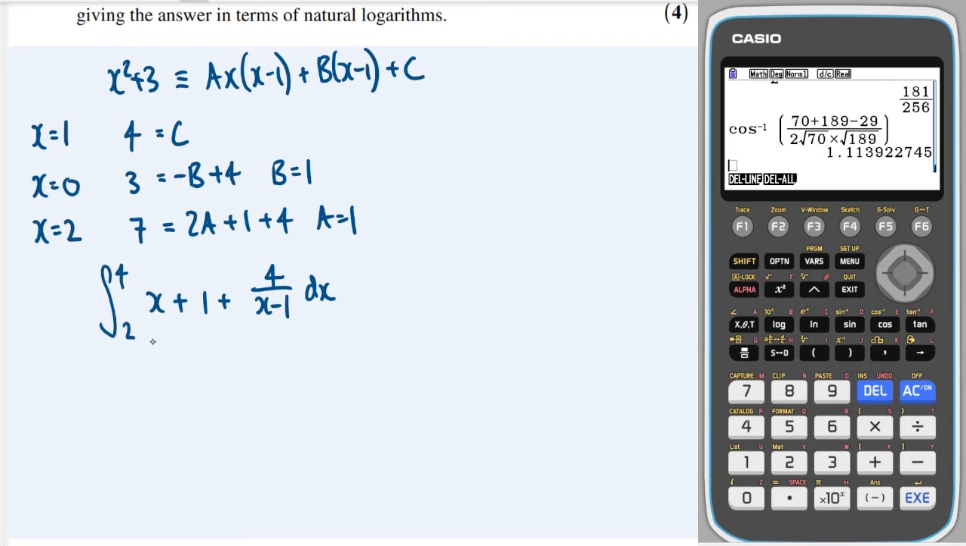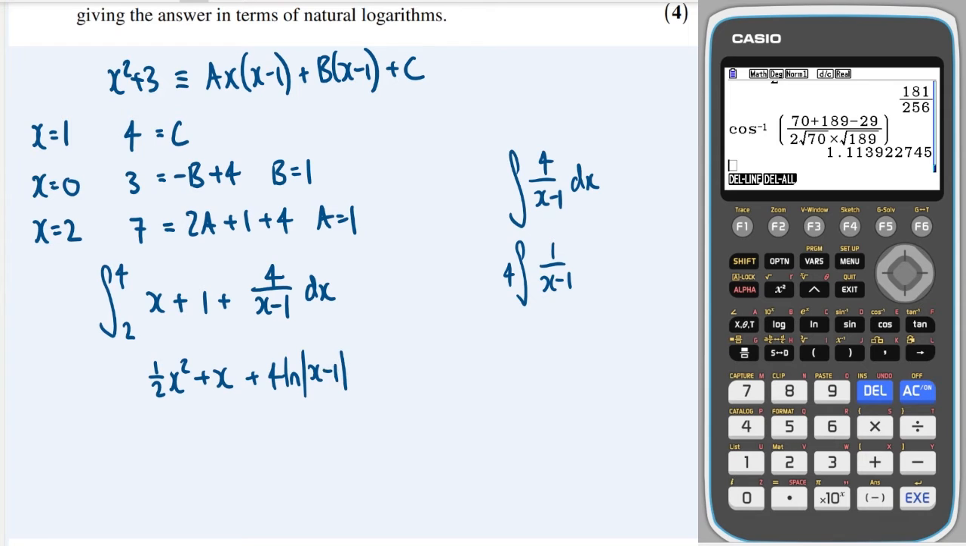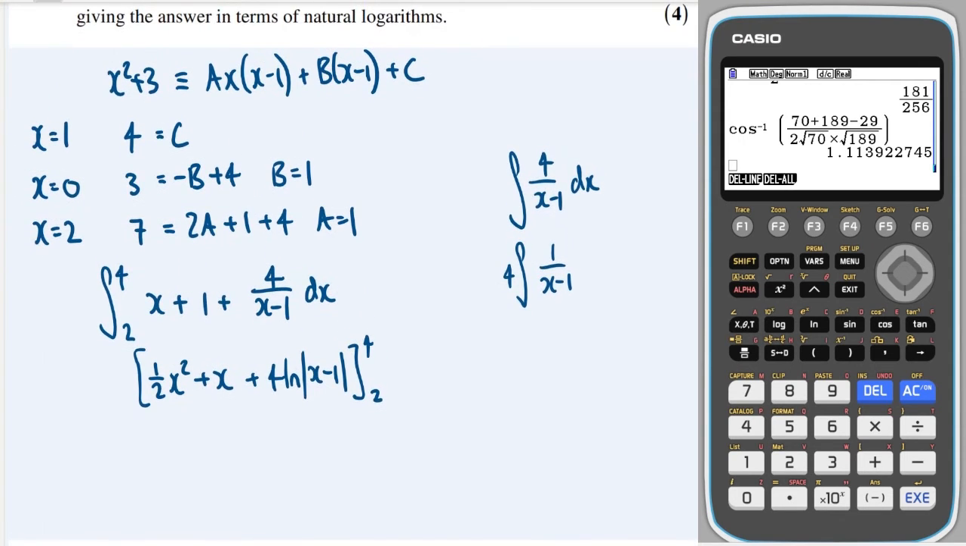Okay, we're going to integrate each of these, so that's going to give me a half x squared, that's going to give me plus x, and this one, if I'm integrating 4 over x minus 1, I'll take a 4 outside of the integral, and then because the derivative of the denominator is the numerator, that's going to give me a ln of the numerator, so this becomes 4 ln of x minus 1. And all that is between 4 and 2, and we've got to give the answer in terms of natural logarithms.